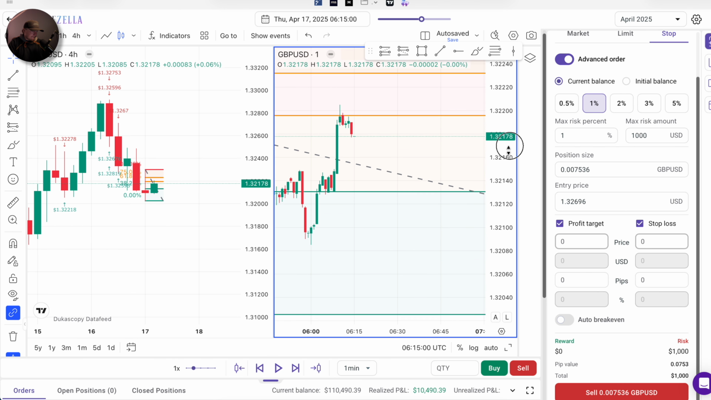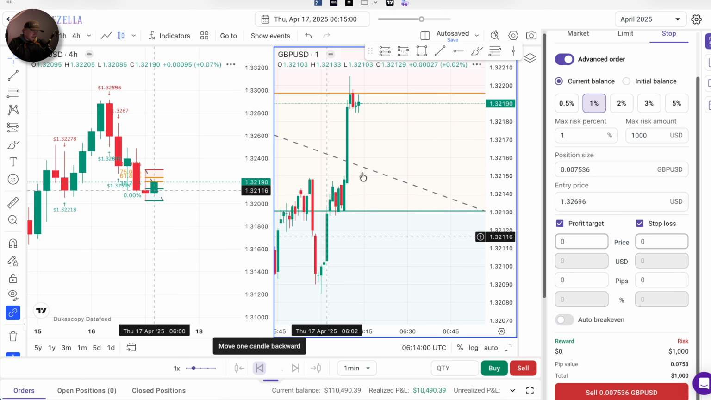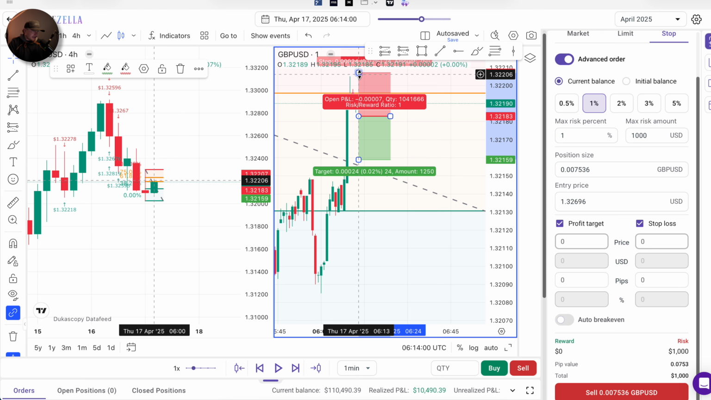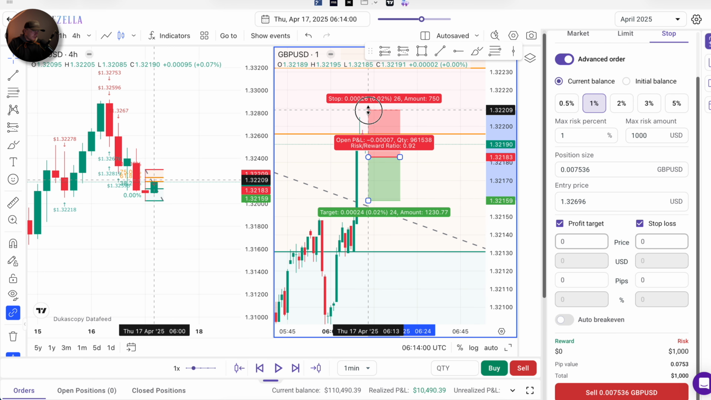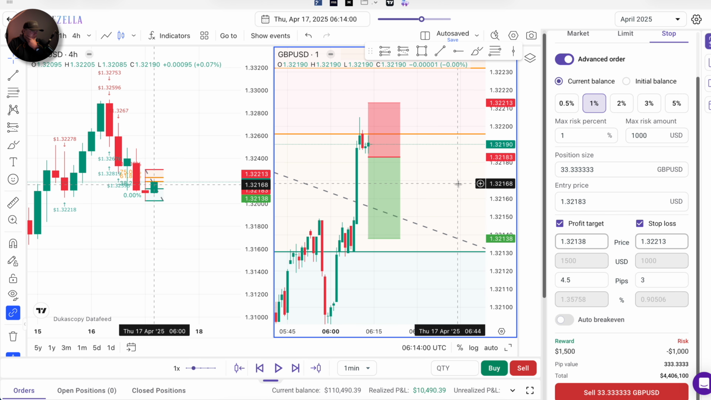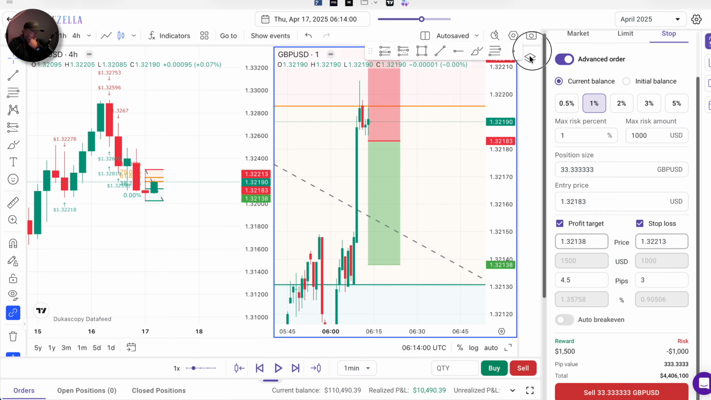Okay, so there's the shift. I've skipped forward too quick like I always do. But there's the shift there. Pushed up, made this highest point. We're going to go 3 pips stop loss. I do like to go a little bit higher where possible, just to be a little bit safer. But look, there's the lower high here.